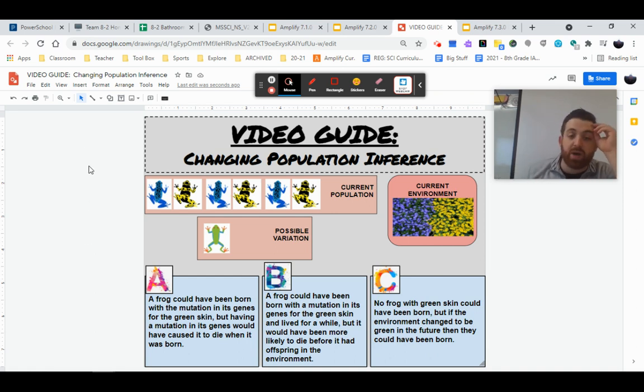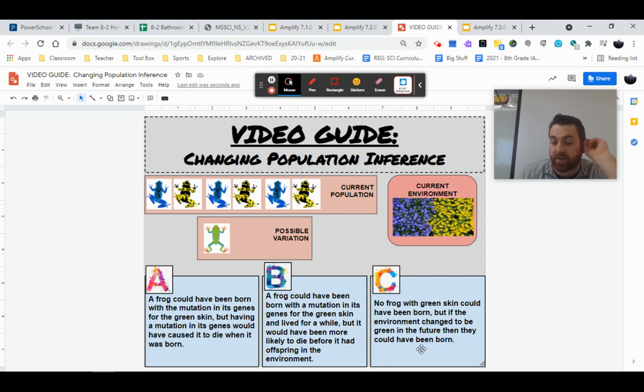So right now we currently have a population of yellow and blue frogs, and they're living in this environment here, which makes a lot of sense. So the question then is, could this population ever have a frog with green skin, the variation for green skin in its population at any point? So the question we're looking to answer is, could this guy right here live in this environment within this population?